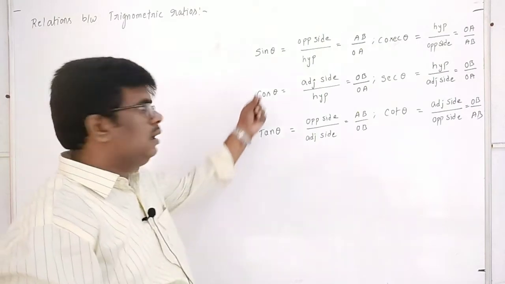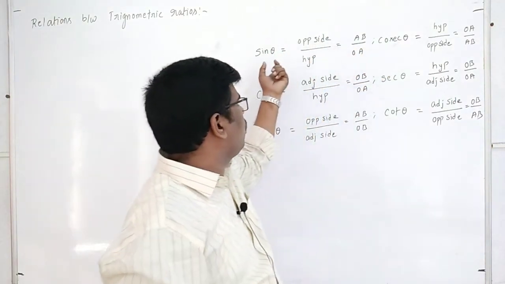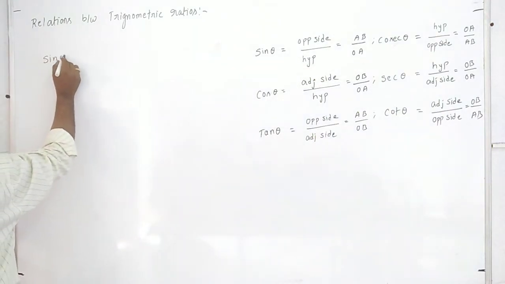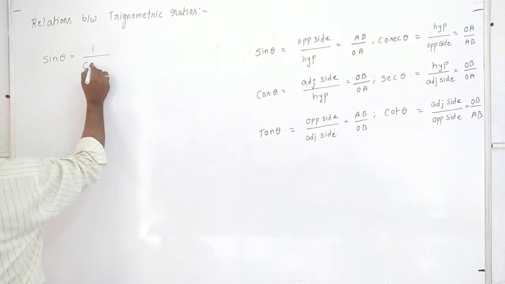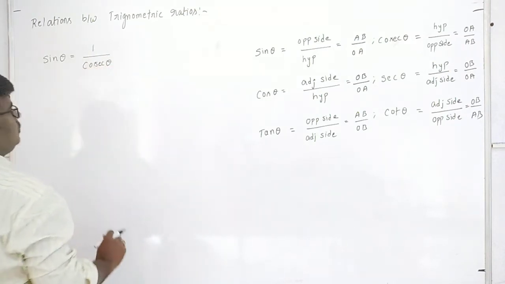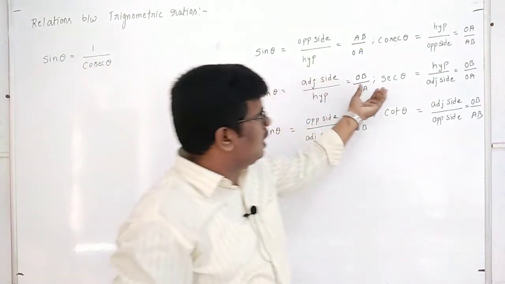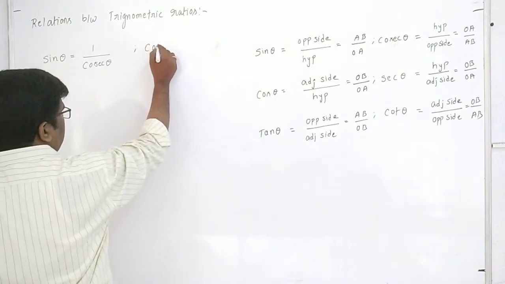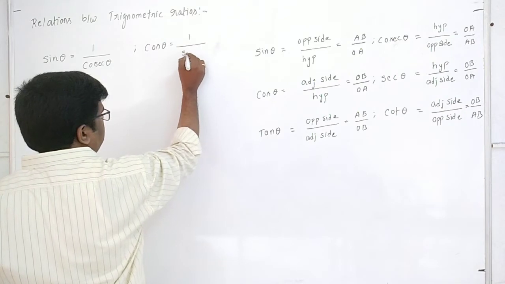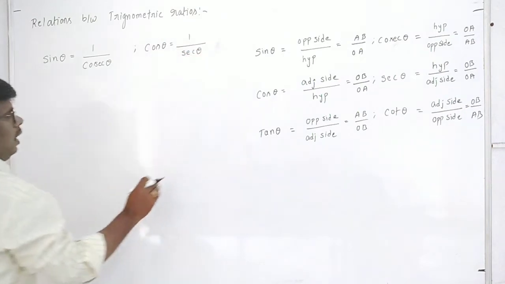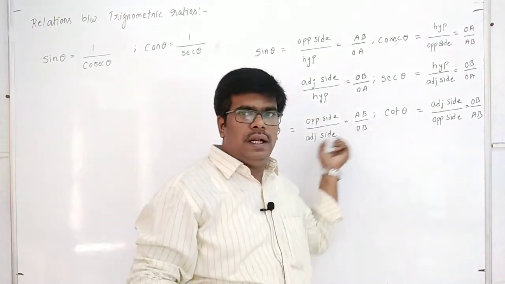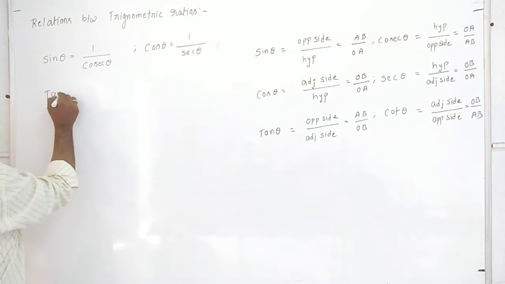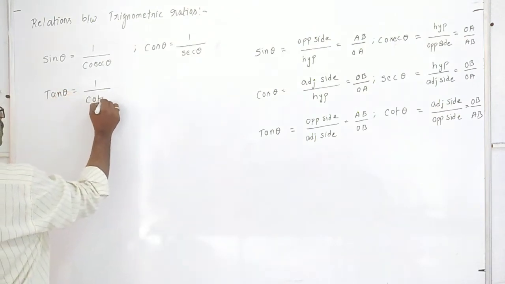Yes, you studied now that sin theta and cosecant theta are reciprocal to each other. Then we can write sin theta as 1 by cosecant theta. Similarly, cos theta and secant theta are also reciprocal to each other. Then we can also write cos theta as 1 by secant theta. And also tan theta and cot theta are reciprocal to each other. Then we can write tan theta as 1 by cot theta.